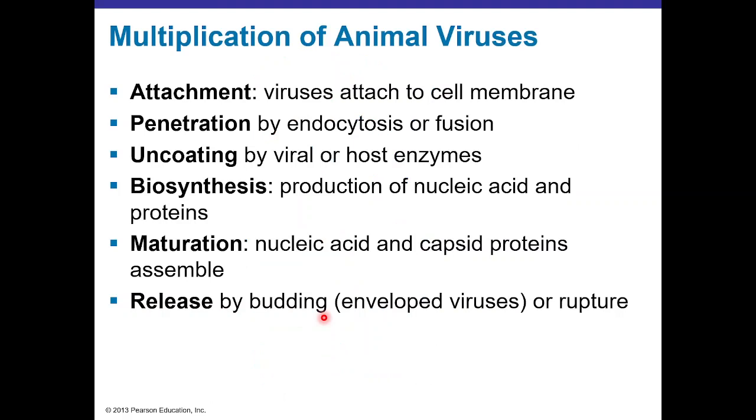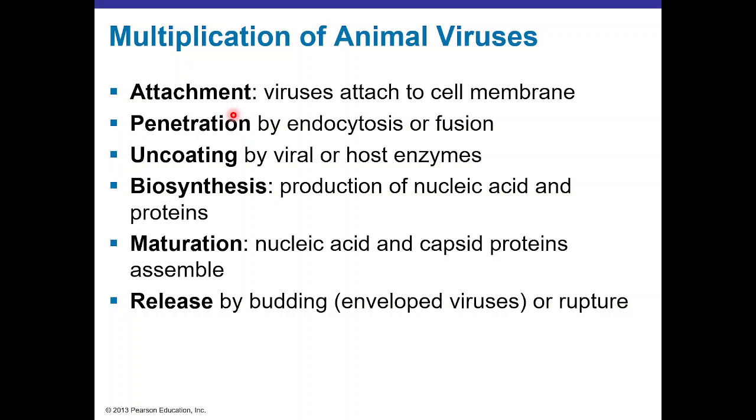Now, the viruses in animals also have multiplication steps. So these are the following. They are similar to the bacteriophage steps. The viruses have to attach to a receptor, but now in the cell membrane. And then the virus will penetrate the animal cell either by endocytosis or by fusion.